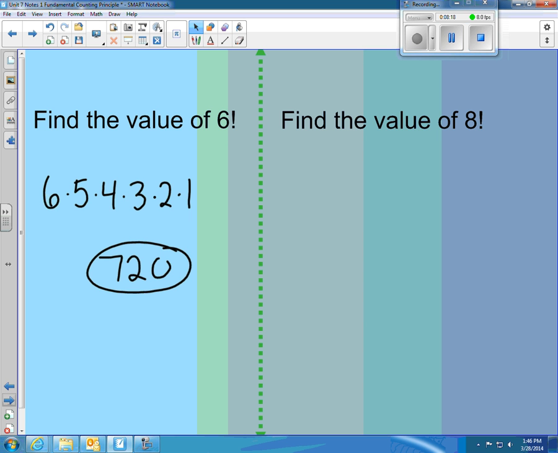Okay, the next one asks you to find the value of 8 factorial. I want you guys to do that one on your own. And then when you guys come back to class, I will actually show you a simpler way to do this on our calculator that I'll let you use for the rest of the year.